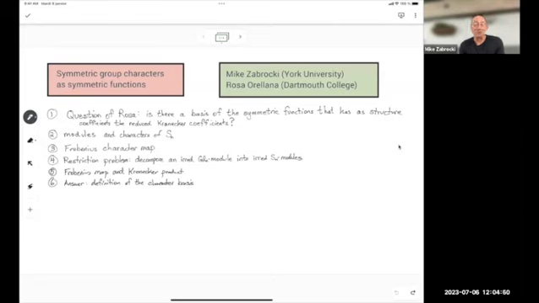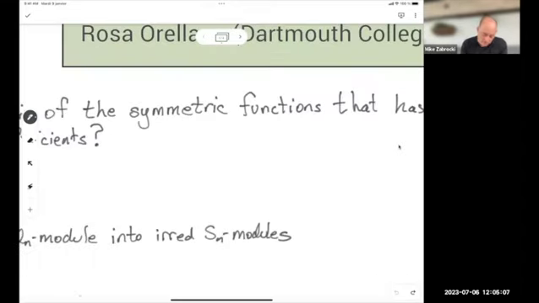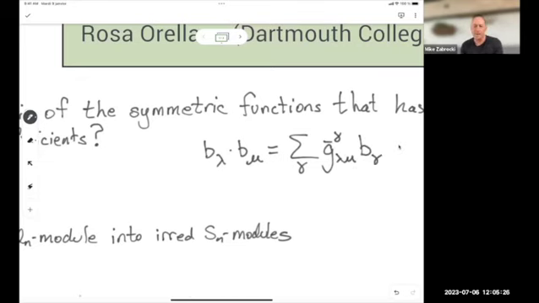The question she posed to me is: is there a basis of the symmetric functions that has as structure coefficients the reduced Kronecker coefficients? Rosa covered in her talk the other day what the reduced Kronecker coefficients are. Her question was: is there a basis B lambda times B mu equals the sum over gamma of the reduced Kronecker coefficients, which she denoted G bar lambda mu gamma, times B gamma? So is there a basis with these structure coefficients?